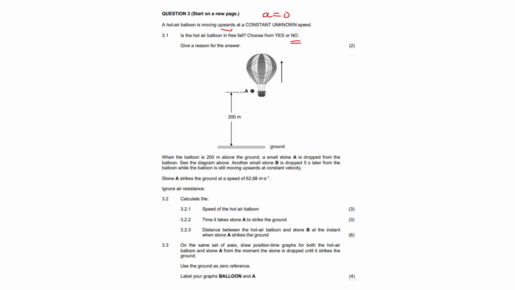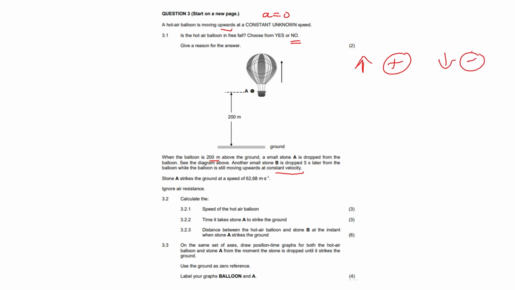Okay. When the balloon is 200 meters above the ground, as you can see here on this diagram, a small stone A is dropped from the balloon. Another small stone B is dropped 5 seconds later, while the balloon is still moving upwards at a constant velocity. So we're going to take up as positive, and we're going to take down as negative.